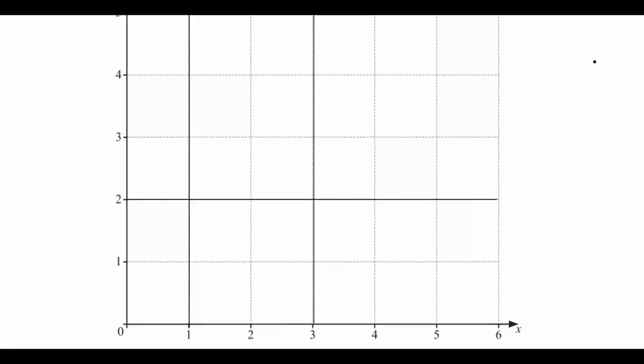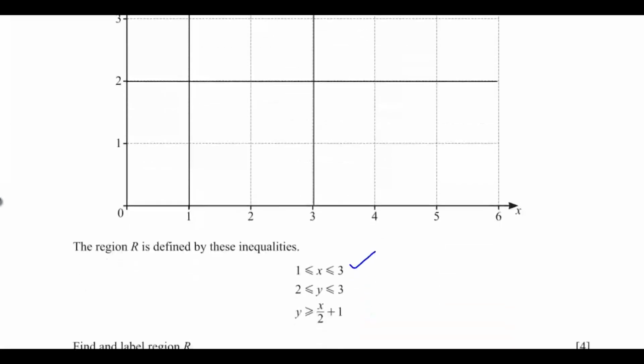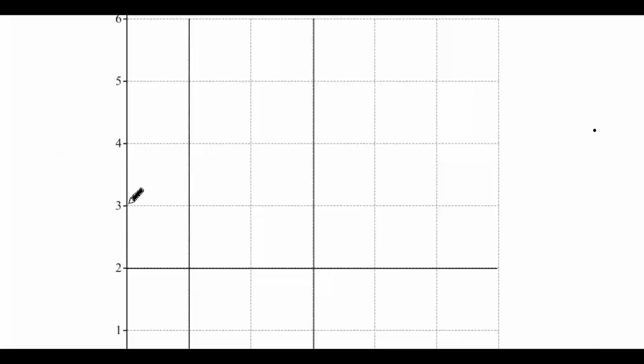Okay, then y equals 3. Let's see. Yes, y equals 3. So it will be this one. So it's limiting the range now. Before, it was between these two lines. Now R is in this region so far. Okay, this region. So let's do the third inequality.